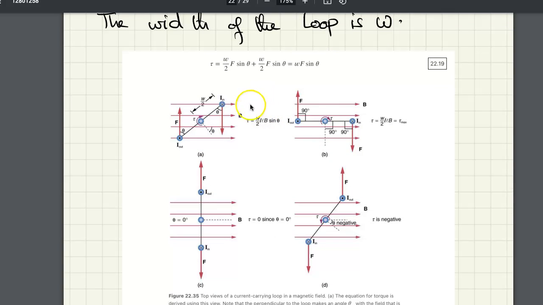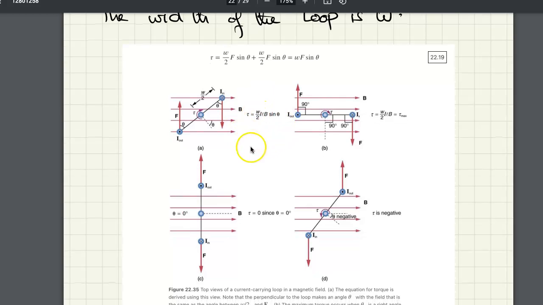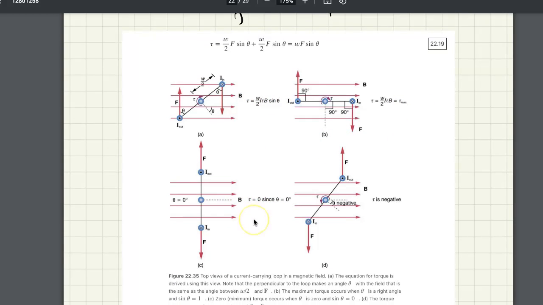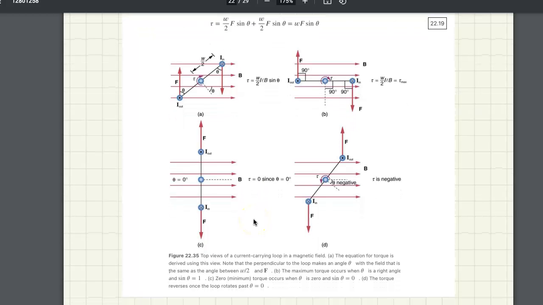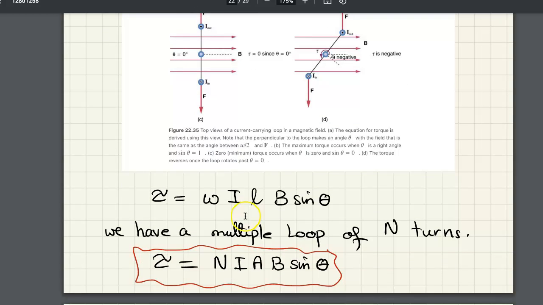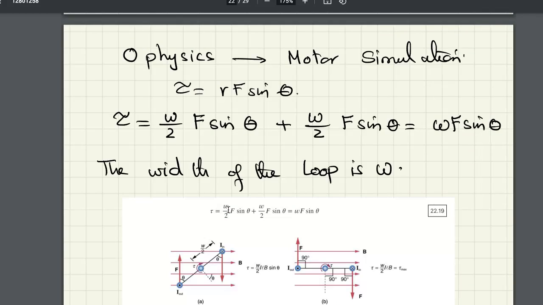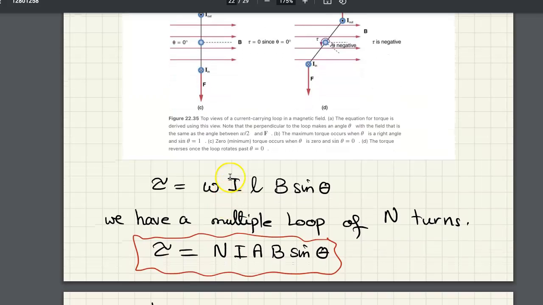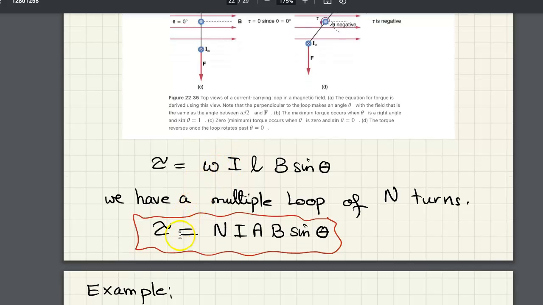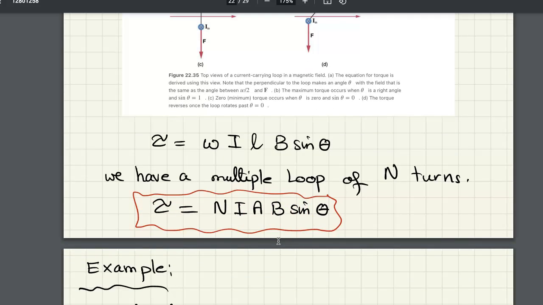Here it is showing different orientations, when the torque is 0 and when the torque is negative, and how we derive the equation. Also, I can substitute the value of the force, and then finally the torque is going to be N, the number of loops, times I, the current, times A, which is the area of the loop, times B, times sine theta.